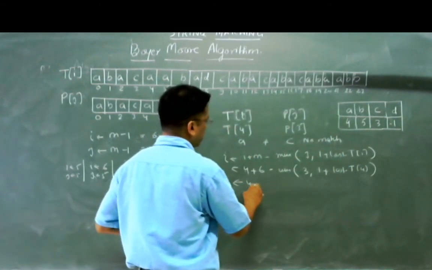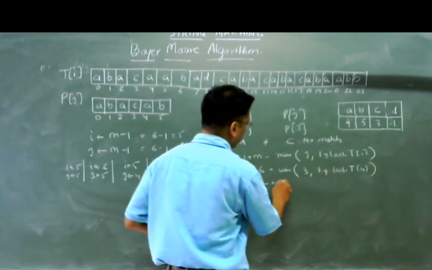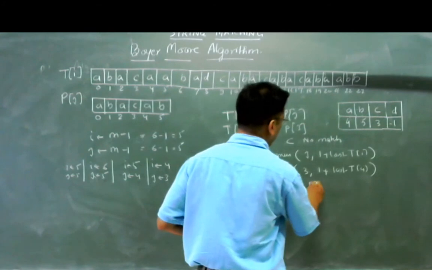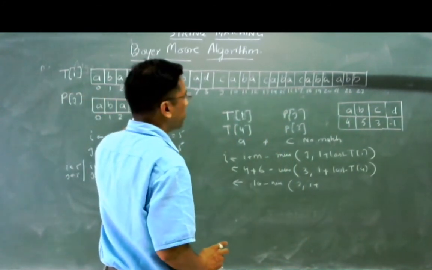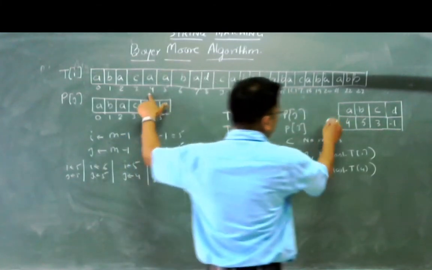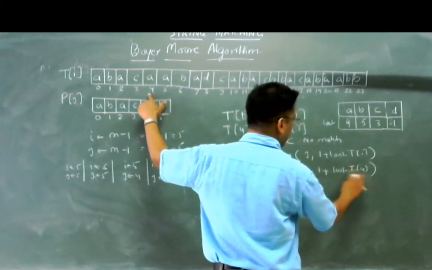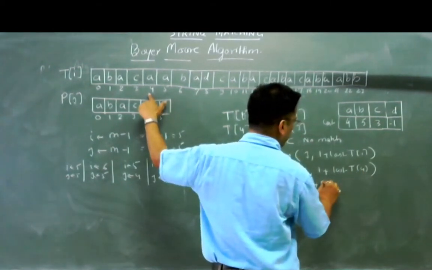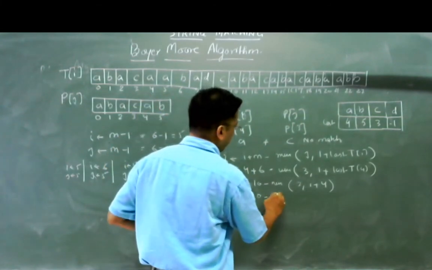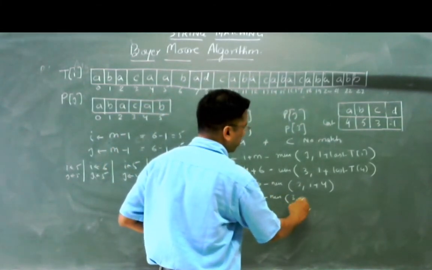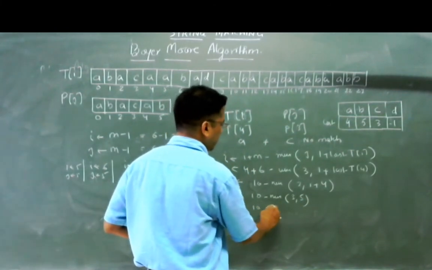So that would be equal to 4 plus 6, 10, minus minimum of 3 comma 1 plus last of T4. T4 is equal to A, and last of A, the last function, is equal to 4. So 1 plus last of A, A is equal to 4, means 1 plus 4. That's equal to 10 minus minimum of 3 comma 5, and minimum of 3 comma 5 is equal to 3.